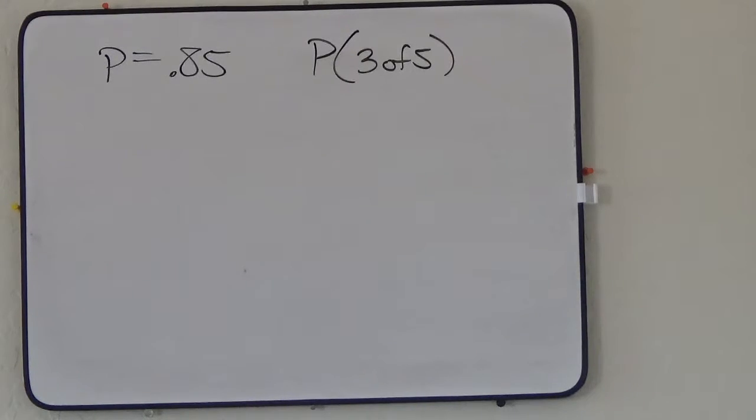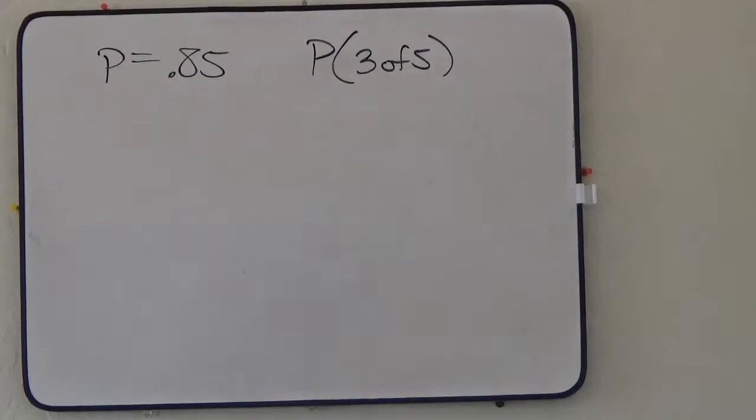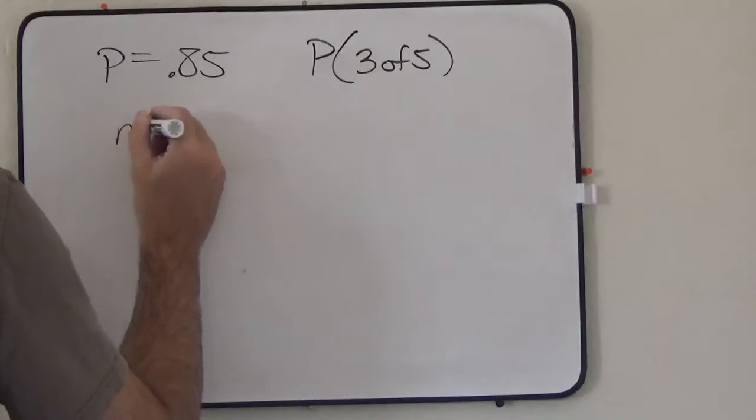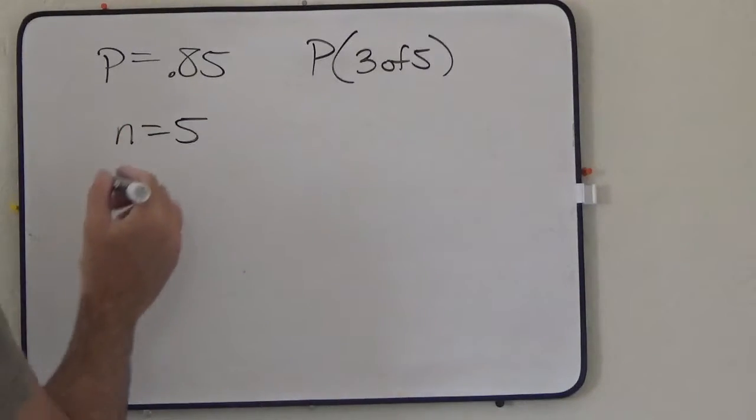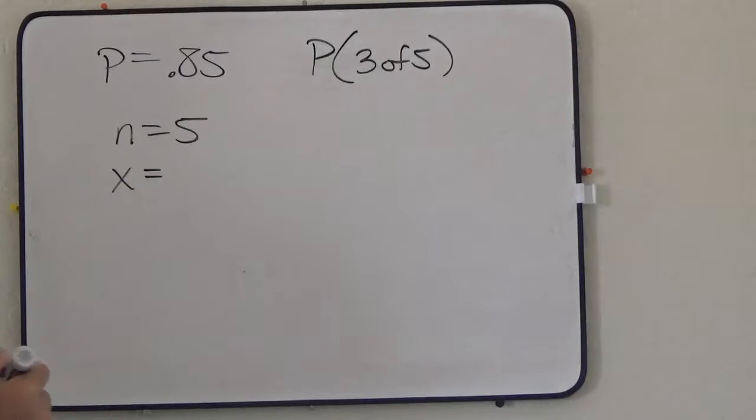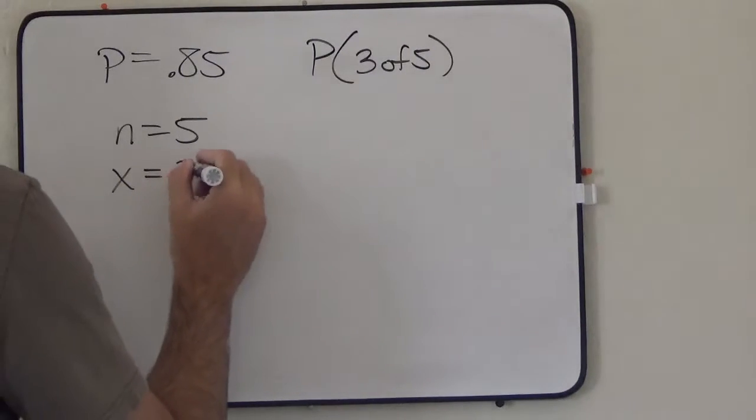Now, going on, we're going to next identify what n, x, p and q are. So n represents the number of trials. We're asking 5 adults, so n will be 5. X represents the number of successes we're looking for. We're looking for 3 successes, so x will equal 3.